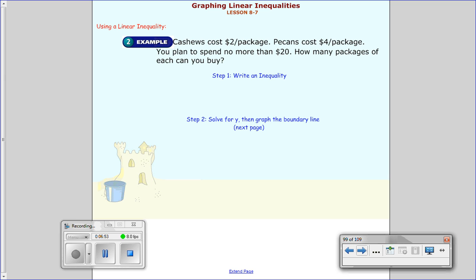Well, I know I'm buying cashews and I'm buying pecans. Now, you could use the variable C and P, but I'm going to use X for cashews and, no, I'm going to switch that. I'm going to use Y for cashews and X for pecans. All right? And then I plan to spend no more than $20. So I have to use those pieces in here. Well, I know the cashews cost $2.